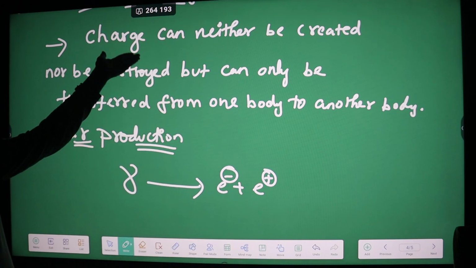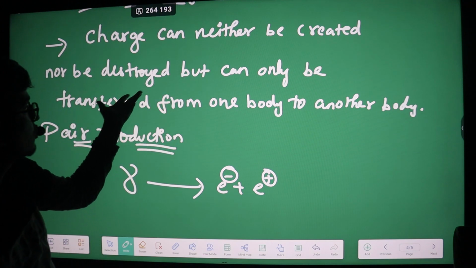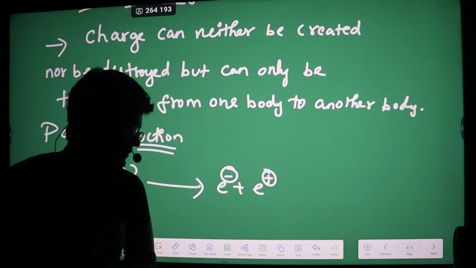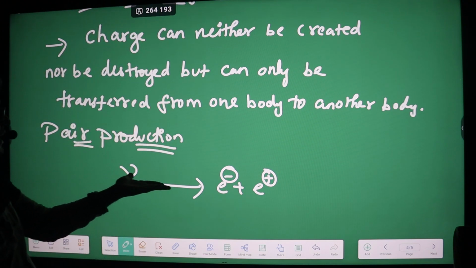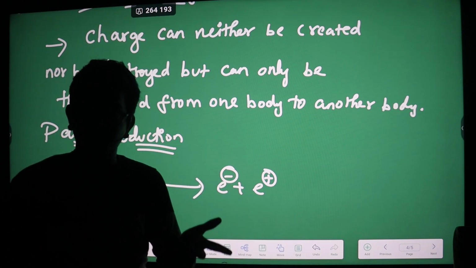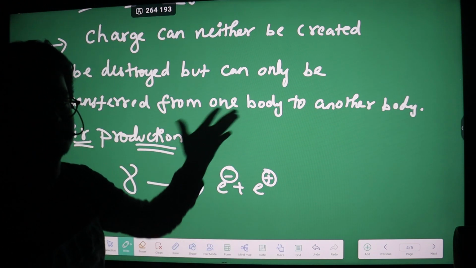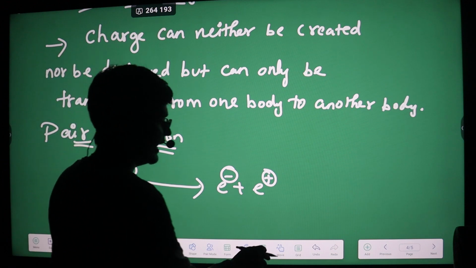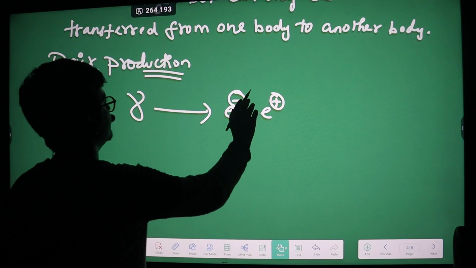Here we said the charge can neither be created nor be destroyed, but in actual we can create the charge, but in pairs. Then what is the correct statement for the conservation of charge? How to write the accurate statement for the conservation of charge?